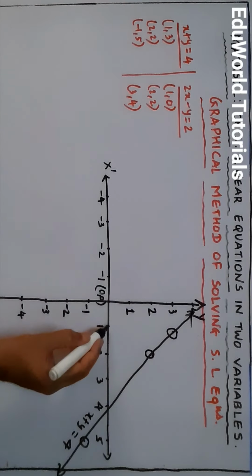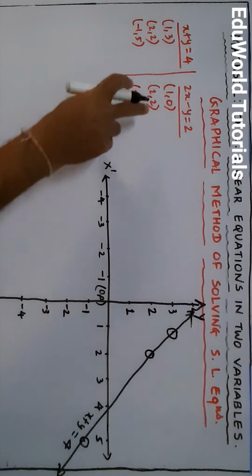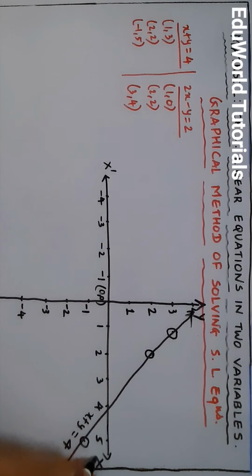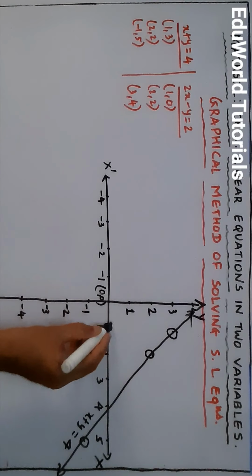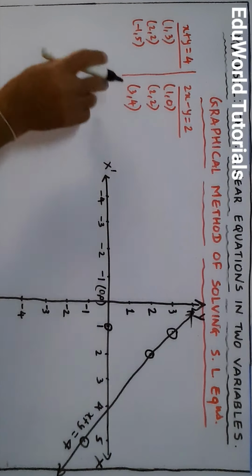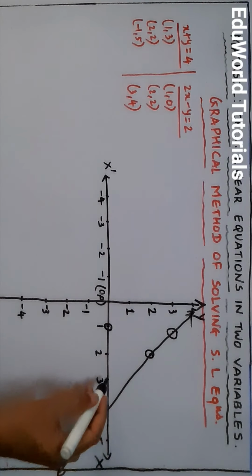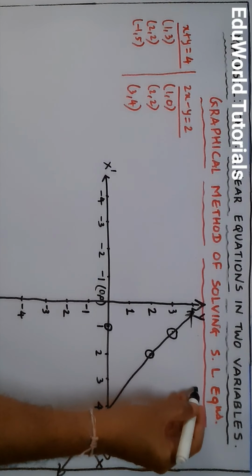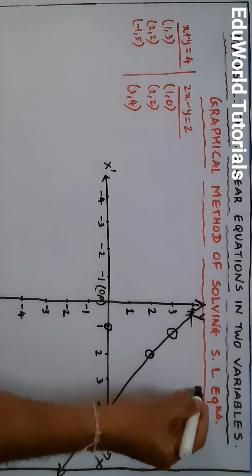1 comma 0 lies on the x-axis because the y coordinate is 0, so the point will lie on the x-axis. This is the x-axis. 1 comma 0 will be the point here. 2 comma 2 again here, which is already marked previously. 3 comma 4 in the first quadrant will be this point. So you can see that all 3 points are marked.